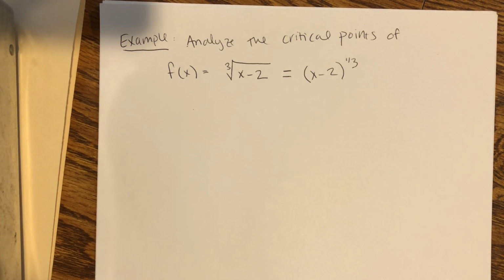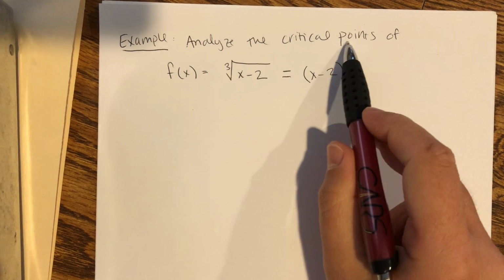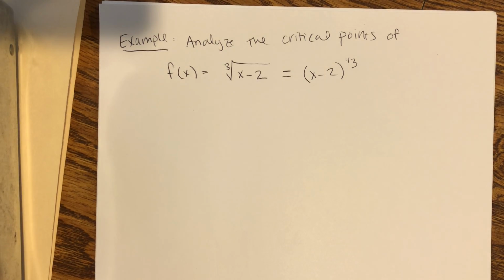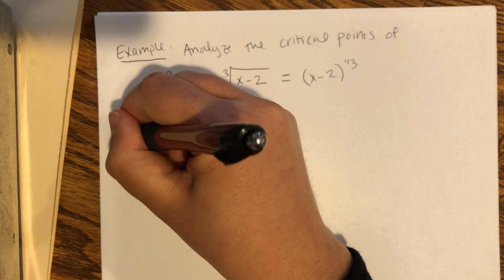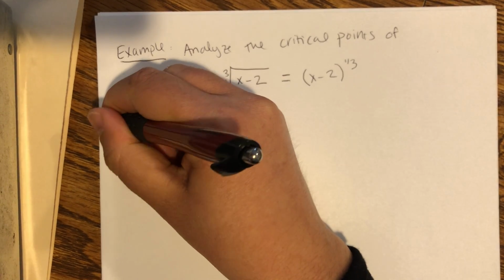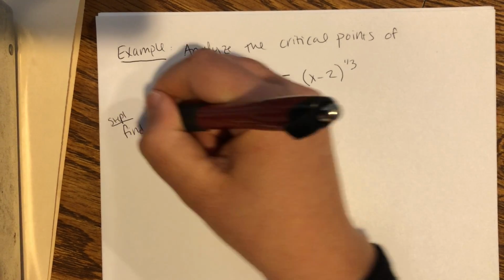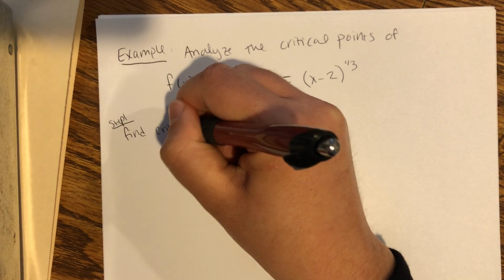So we go through our steps again. Analyze our critical points just means determine whether they're maxes or mins. So let's first find the critical points. This is step 1. Find the critical points of f.